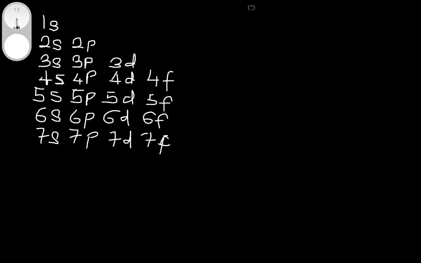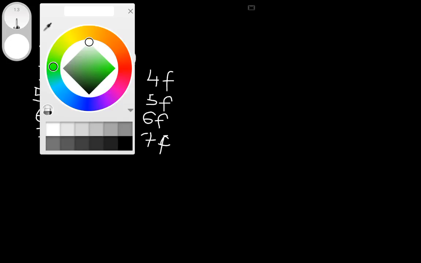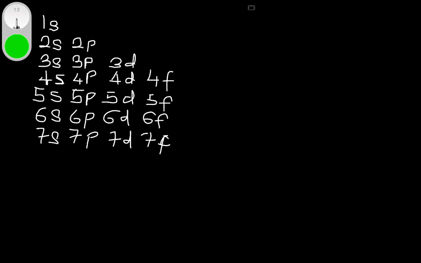Good. So we have this. I'm going to change the color. Let's use green. Now look at how it's arranged. We have 1s, you write it down this way: 1s, 2s, 3s, 4s, 5s, 6s, 7s. Then you go to the next line and start from level 2. You write 2p, 3p, 4p, 5p, 6p until you get to 7p.